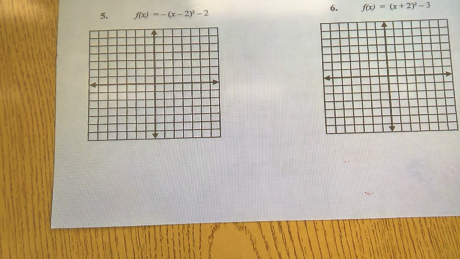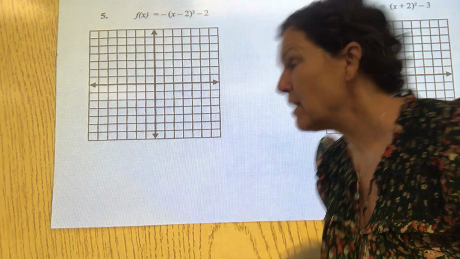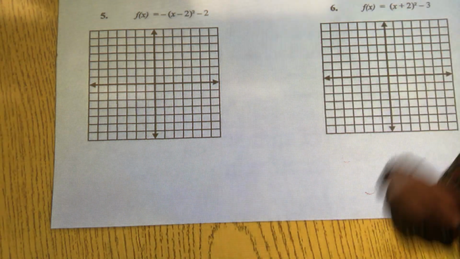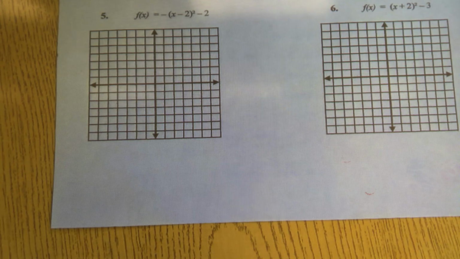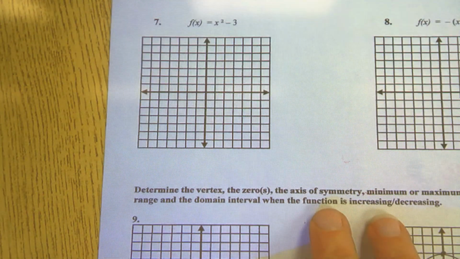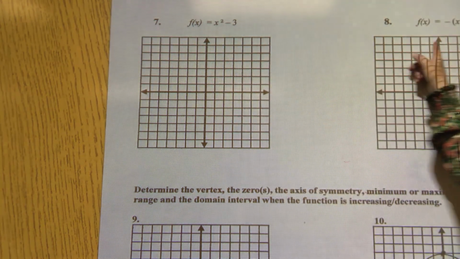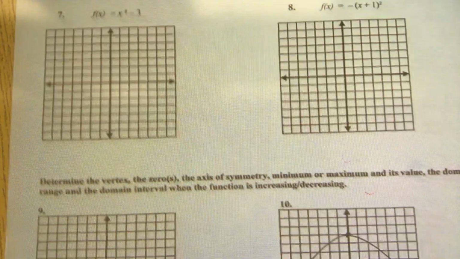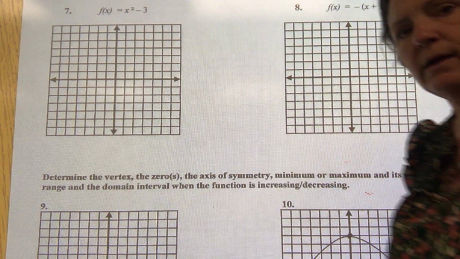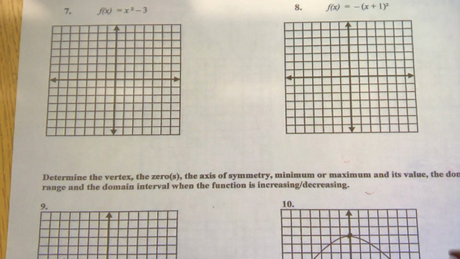Questions 5 and 6. Both vertex form. How do I know? Parentheses, my friends, parentheses. Flip this over. Ooh, I tried to be all sneaky with you. This one is standard form. This one's got a little twist. It's actually vertex form because I see a parenthesis.